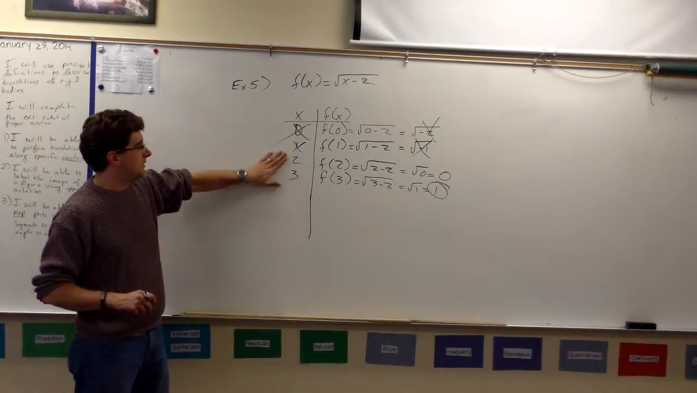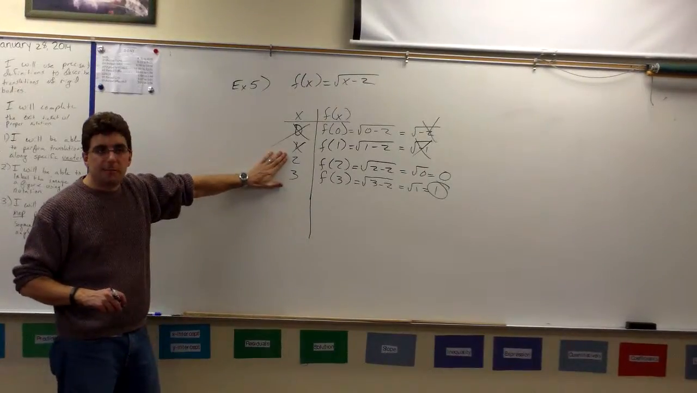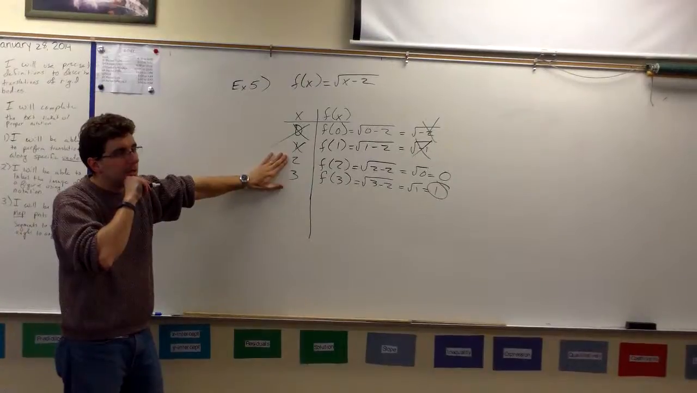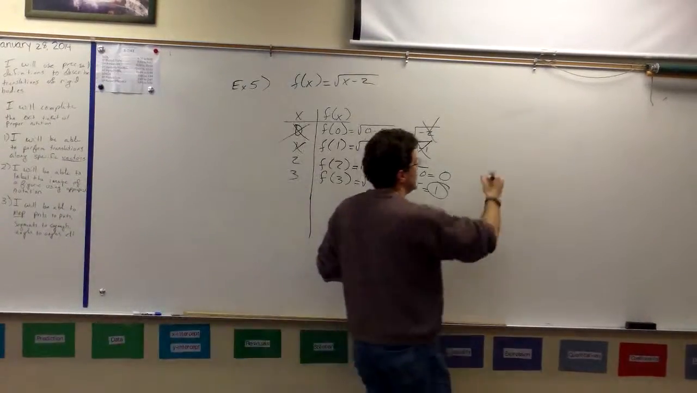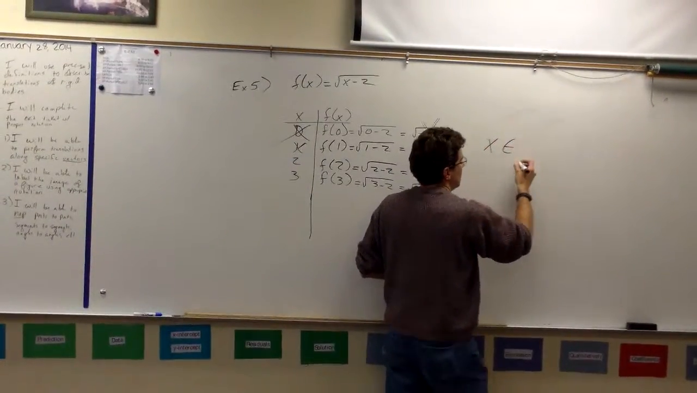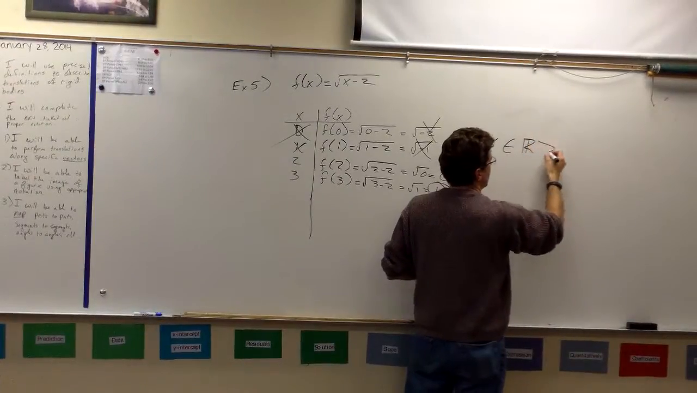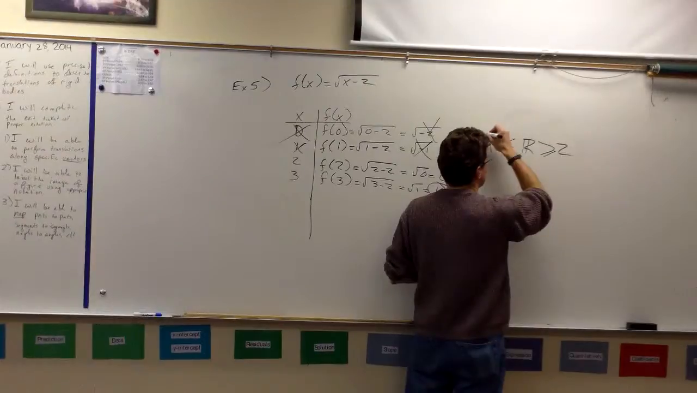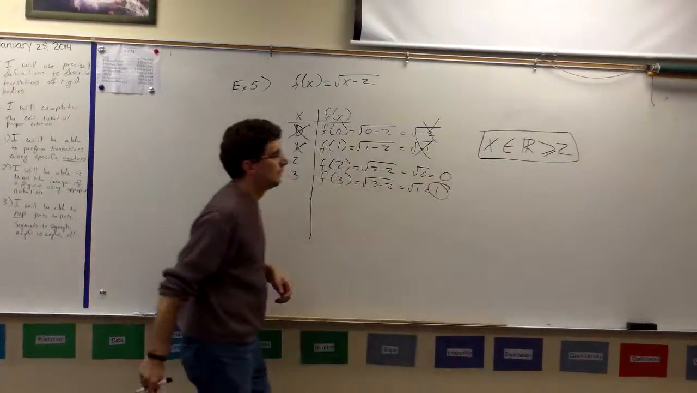So looking at this, what values could x be? Nick, all real numbers above 2. Perfect. How would you write that though? X is an element of all real numbers greater than 2. Could it be 2 as well? Yes. Greater than or equal. Okay, that's the domain.